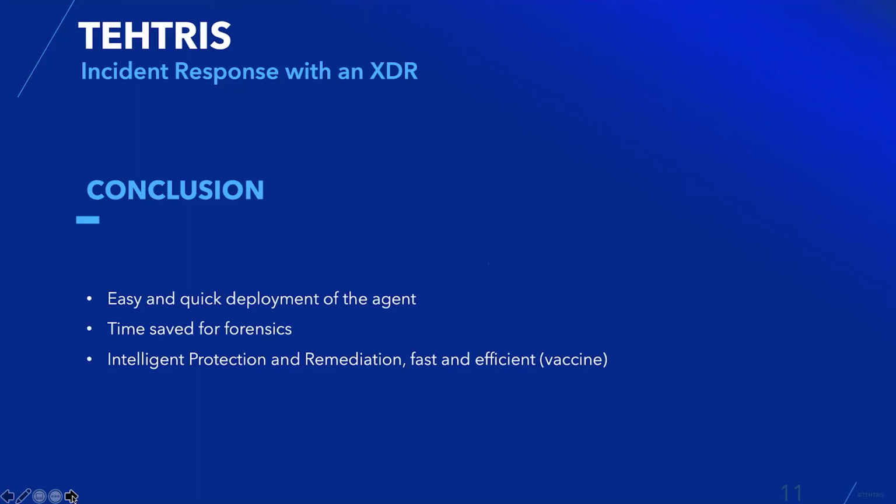So as a conclusion, we have seen that it's easy and quick to deploy an agent on a network. We save a lot of time for the forensics because all the information is collected automatically, which is not the case with other tools where you have to perform special commands and use the tools one by one. It provides intelligent protection and remediation, so that's fast and efficient with the production of a vaccine. And all of this makes it a better incident response approach to respond to advanced incidents and threats.